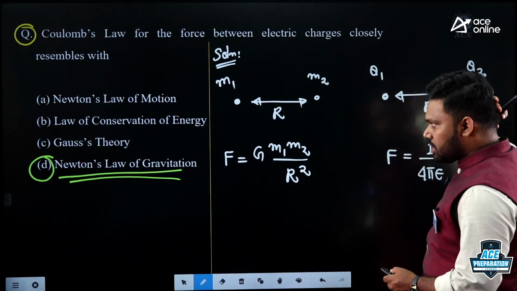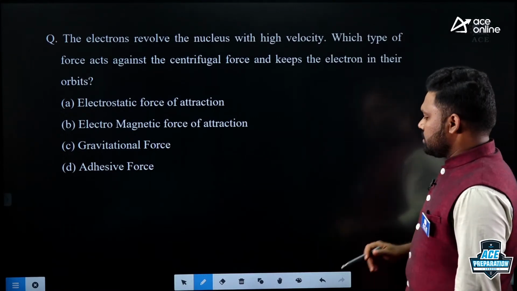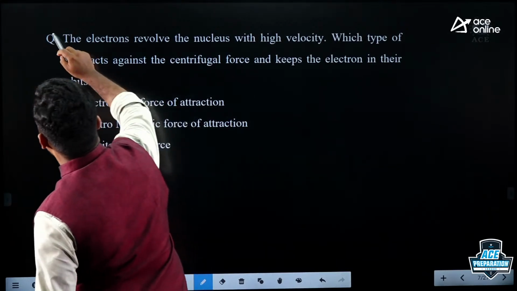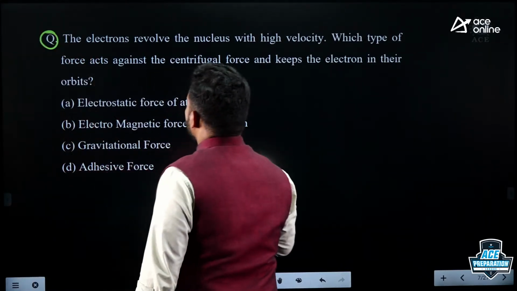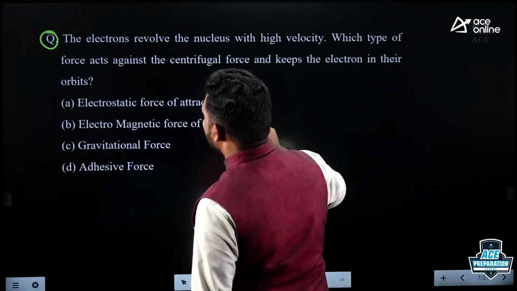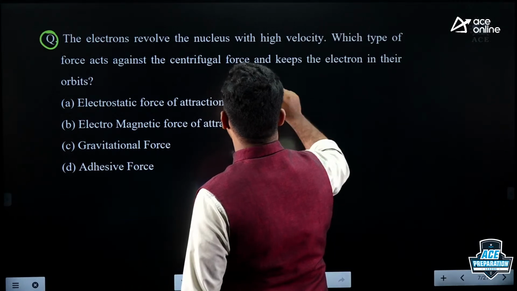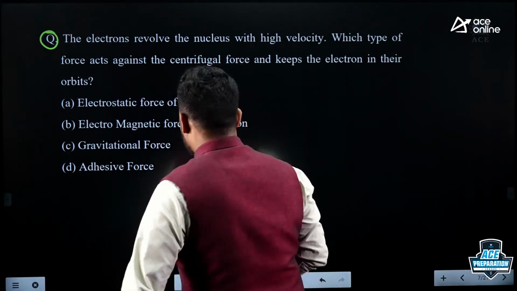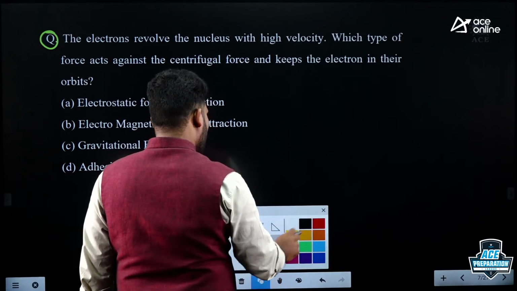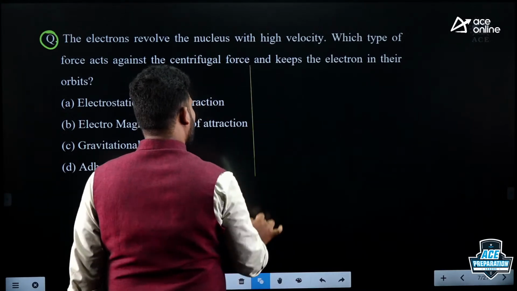Okay, let me turn the page here. Let us have one more question. Yes, read out this question. Very fundamental questions are asked. Here also, a previous question: the electrons revolve around the nucleus with high velocity. Which type of force acts against the centrifugal force and keeps the electron in its orbit? What is the centrifugal and centripetal force? Centrifugal and centripetal.